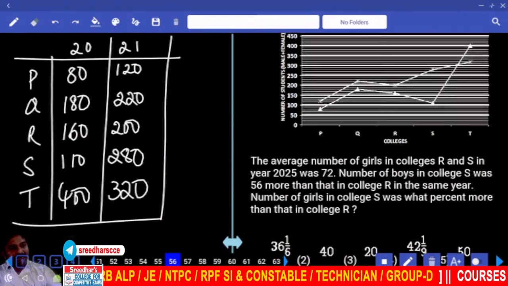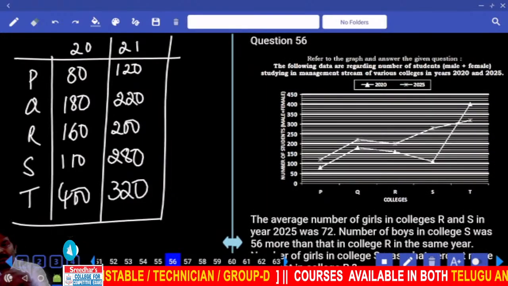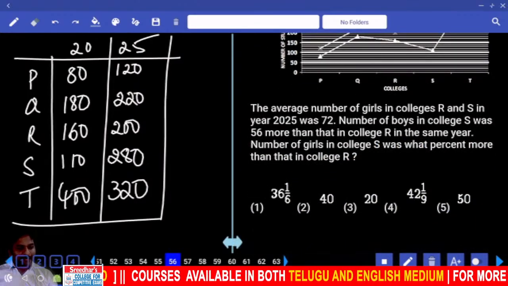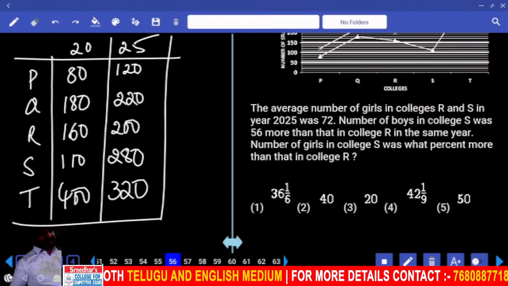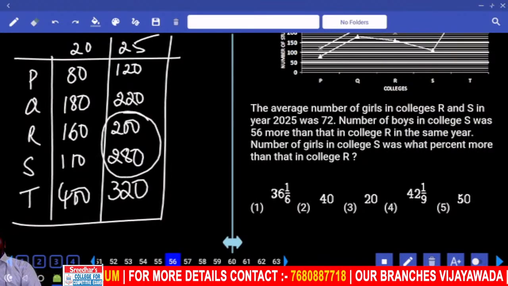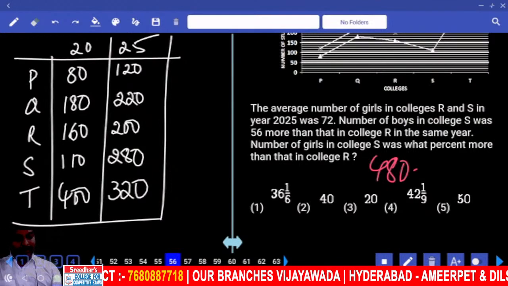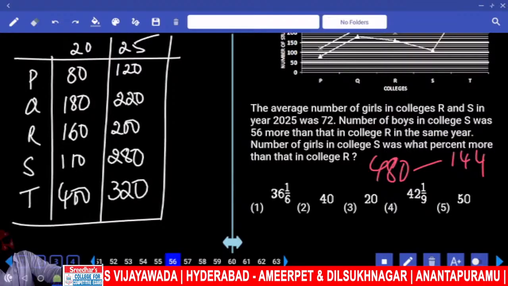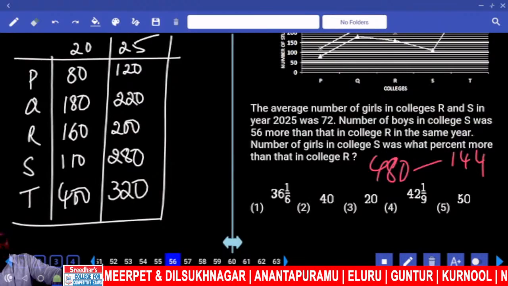Wait a minute, what are these about? Total number of students. Okay. So the given data is about the total number of students. Average number of girls in colleges R and S in 2025 was 72. R and S in 2025, total number of students are 480. Among them, females are 144. Number of boys in S was 56 more than that of R. Number of girls in S was what percent more than that of R?